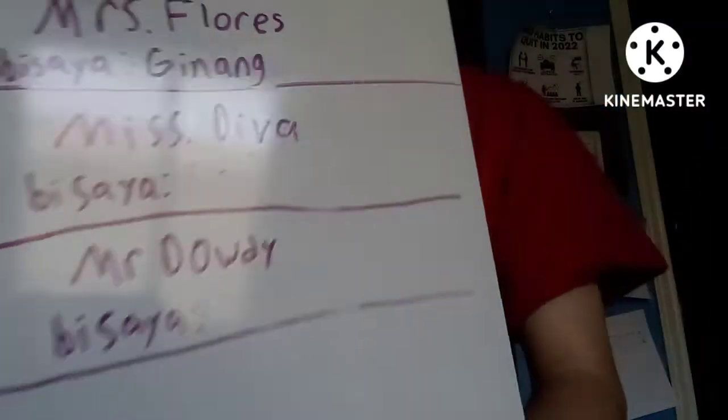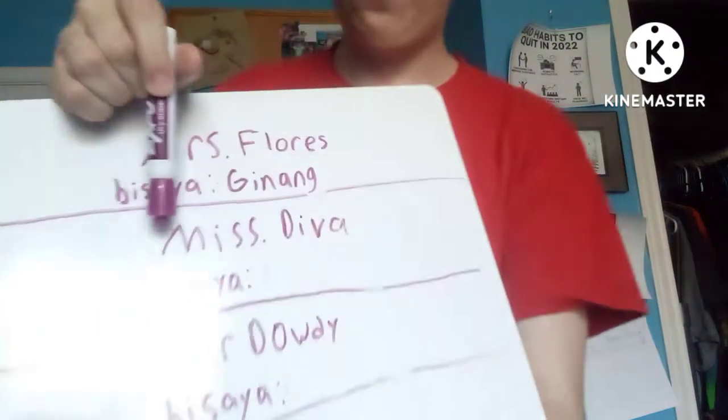in Bisaya would be Giang. There's the spelling. So, like, if you say Giang Flores, you're effectively saying Mrs. Flores in Bisaya. Okay, now next, for Miss, it's gonna be Giing.